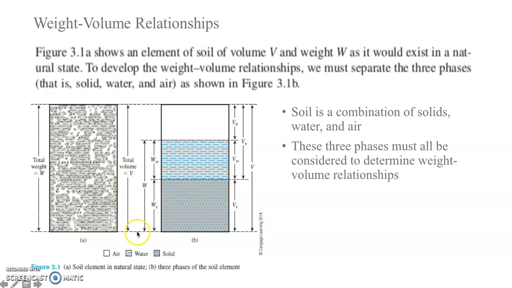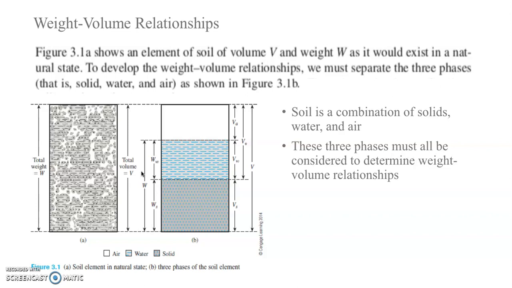We have illustrated the total weight, which is equivalent to the weight of the water and the weight of the solid, since the weight of the air is negligible. And of course, we have the total volume, which is volume of the air, volume of the water, and the volume of the solid. And the volume of the air plus the volume of the water is equal to the volume of the voids. For this, there are terms that are commonly used.